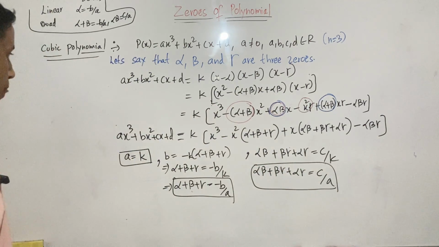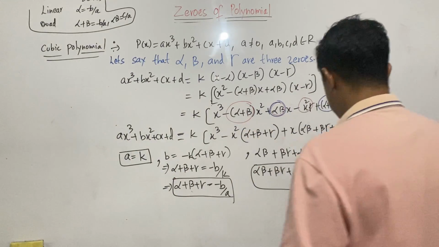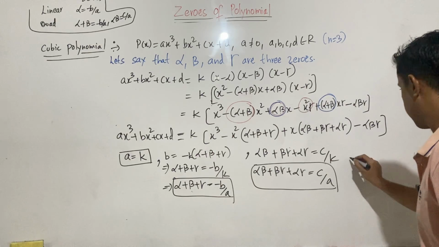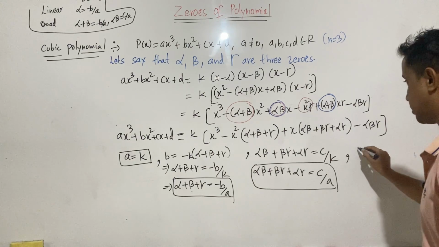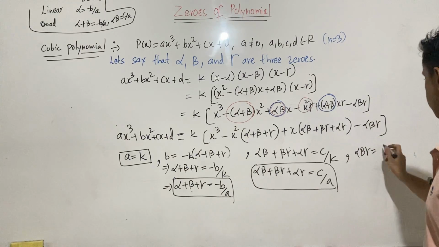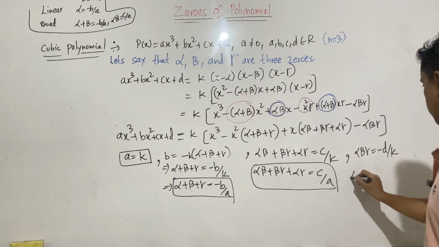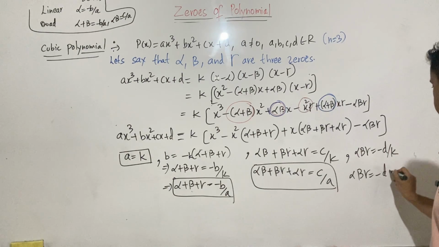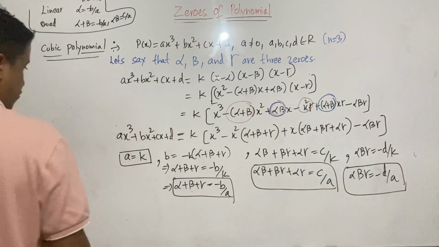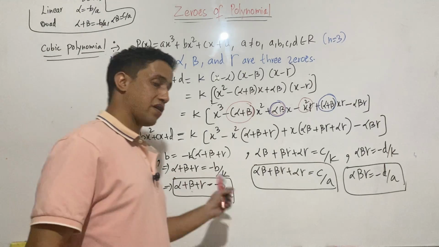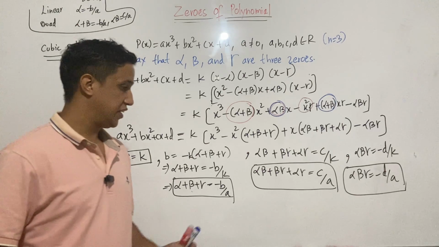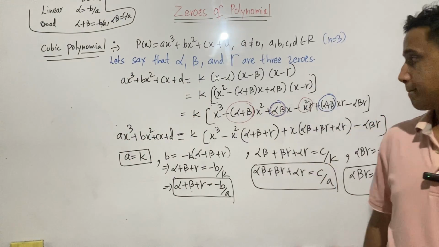Okay, and the last is alpha beta gamma. Alpha beta gamma will be equal to minus d by k. So alpha beta gamma will be minus d by a. So from here you can see how the roots are related to the coefficients. Is that clear? Yes or no?